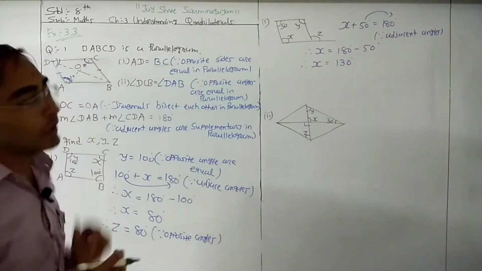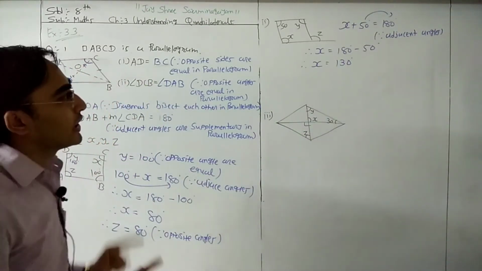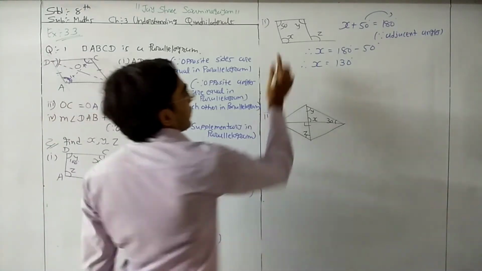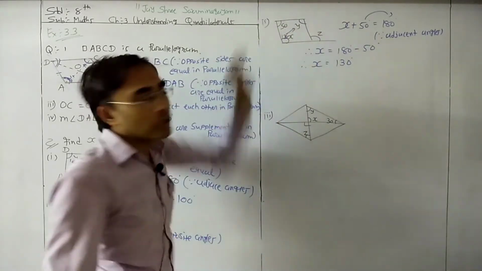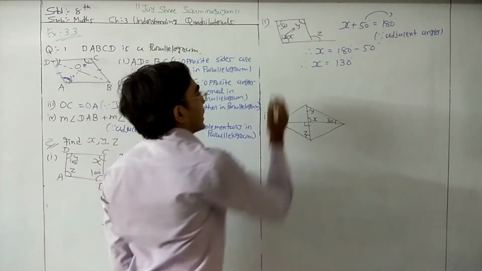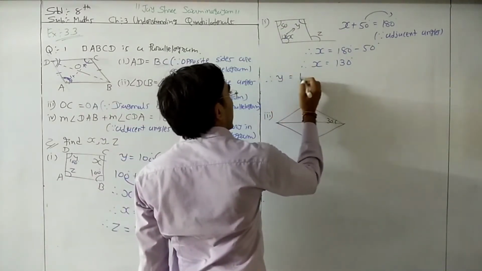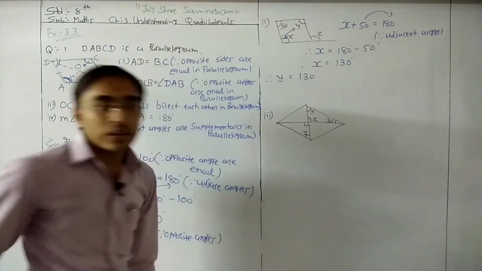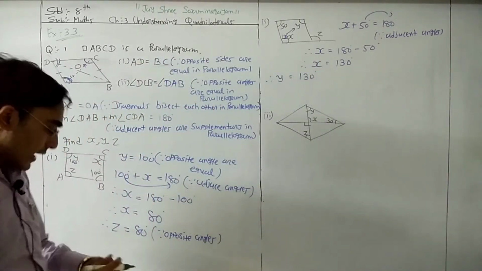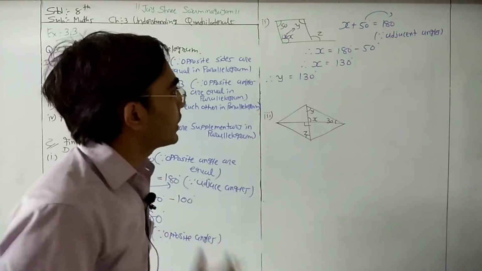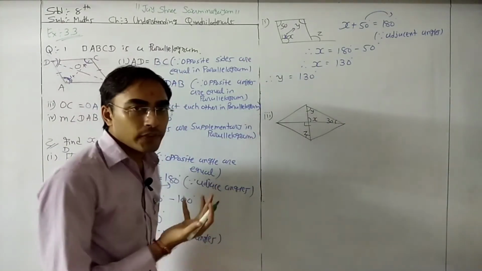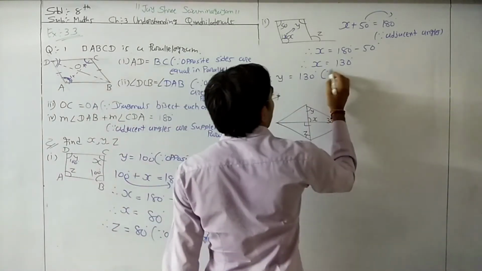Then we need to find the value of y and z. Now, if we know the value of x, we can easily find the value of y because these two are the opposite angles. Right? So directly we can say that y is equal to 130 degrees, and the reason is opposite angles.